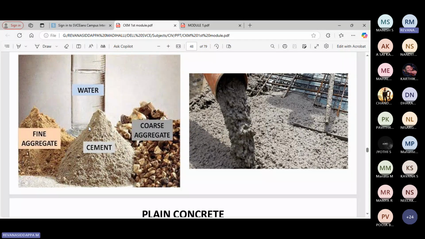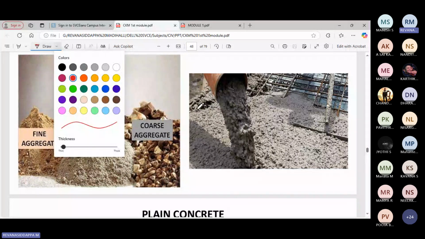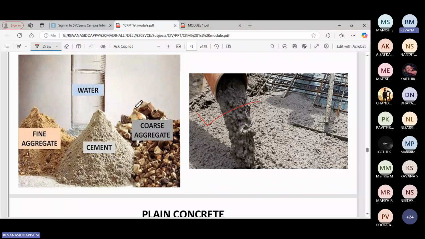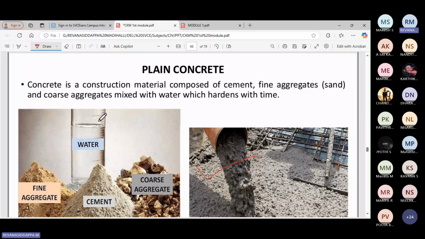Here you can see the mixture of cement, sand, which is also called fine aggregates in civil engineering terminology, coarse aggregates, and water. That will constitute the concrete. On the right picture, you can see the concrete. The left picture represents various ingredients that are used to prepare the concrete.